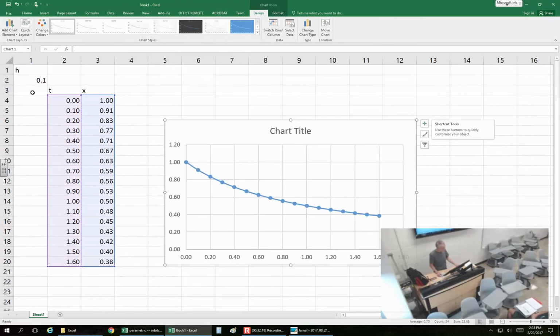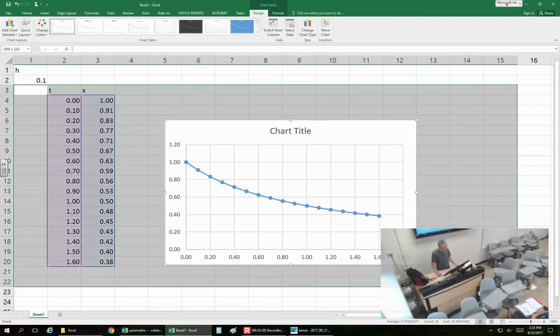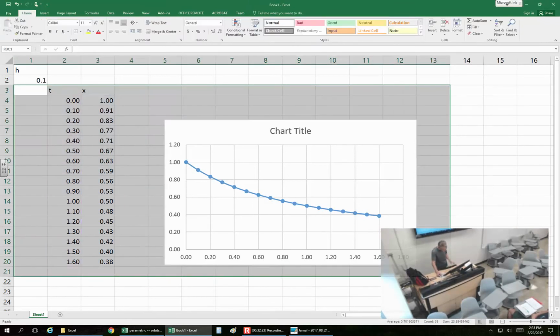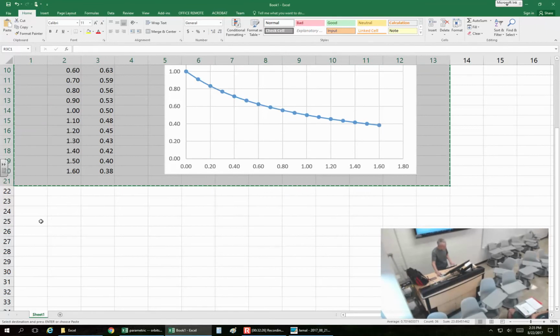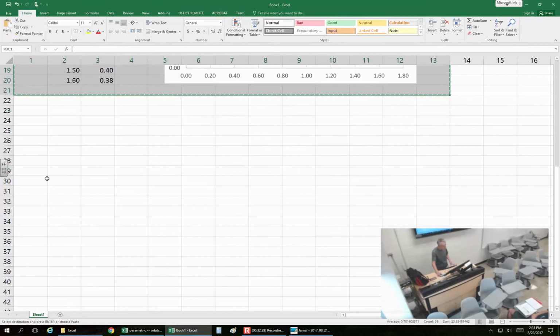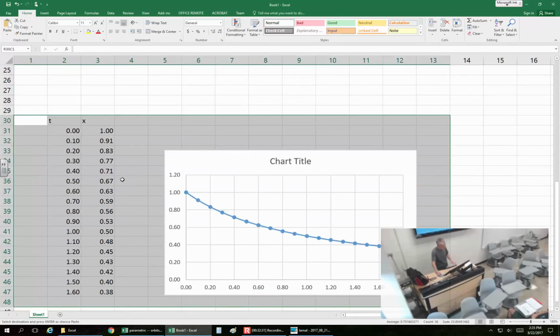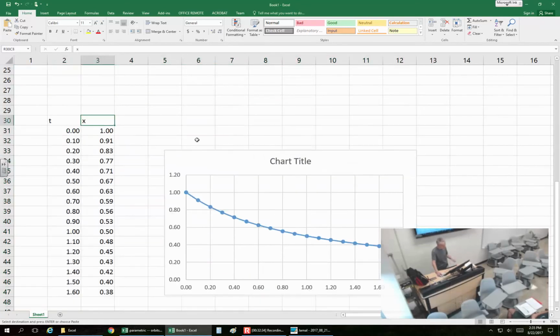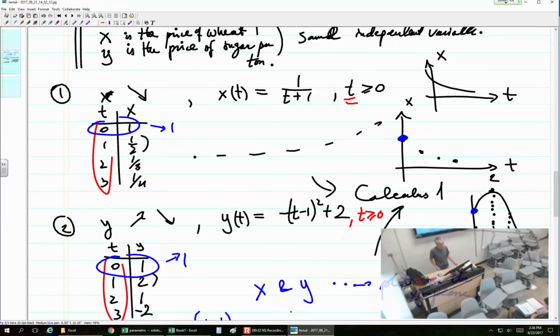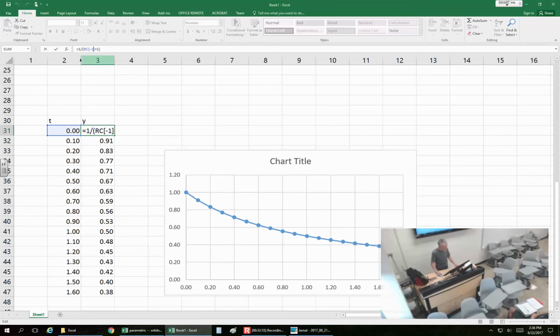Now we move to the second function, which, without making it too difficult, I'll just copy and paste, and then I'll write a new formula. This will be y this time. The independent variable, no need to change it. So all I need to do is change the formula. I do not remember the formula. The formula is negative (t minus 1) squared plus 2. Okay? So I'll just start typing.